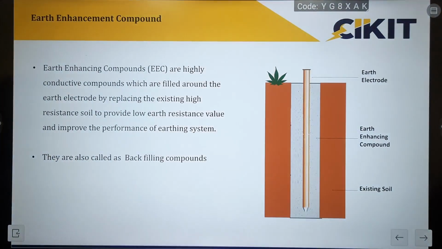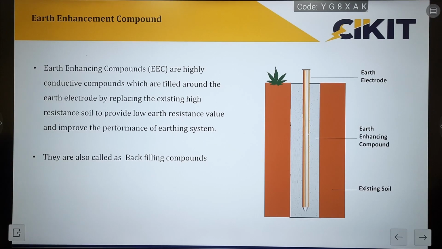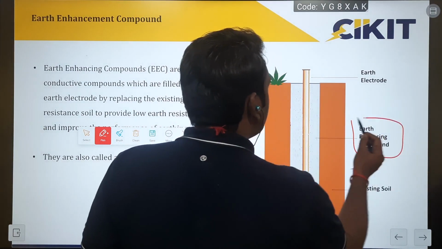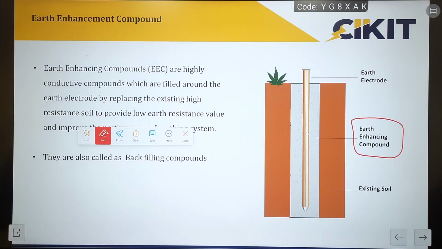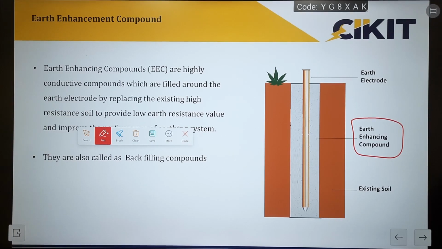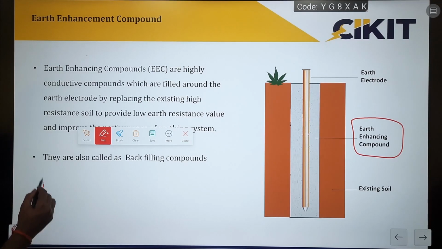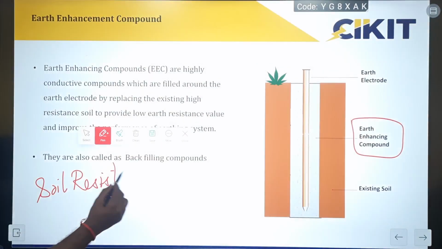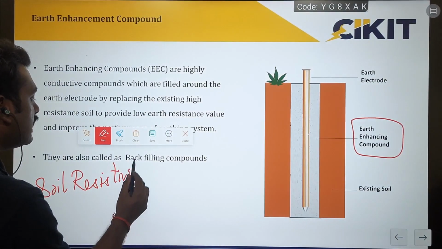The second important item is the earth enhancing compound. In earth enhancing compound, we replace the highly resistive soil with a highly conductive material. Many people will ask: if the resistance is much higher, then I will go for earth enhancing compound, since it provides a low resistance value. But in my case, the soil resistivity itself is much lower. So if the soil resistivity is already much lower, then what is the need for going for this earth enhancing compound to reduce the earth electrode resistance?